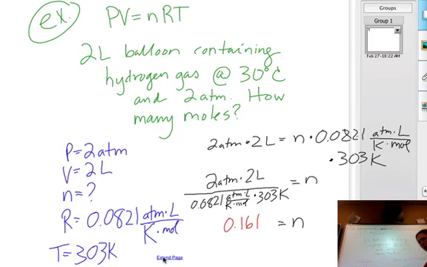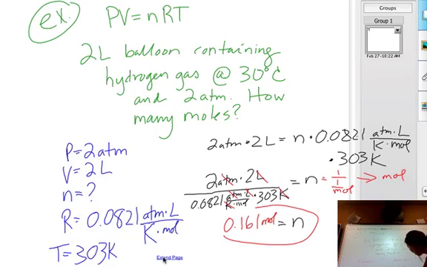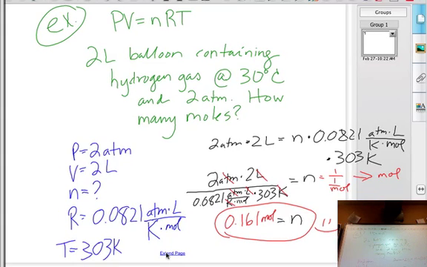Now, we're looking for number of moles, so the unit should be moles, right? Let's prove it. Does it cancel? ATM and ATM. Liters. Can you cancel the Kelvin? Sure can. And then you're left with moles. You're left with 1 over 1 over moles, which technically is just moles. So yes, moles. Yay! Fun equation. A very useful equation.